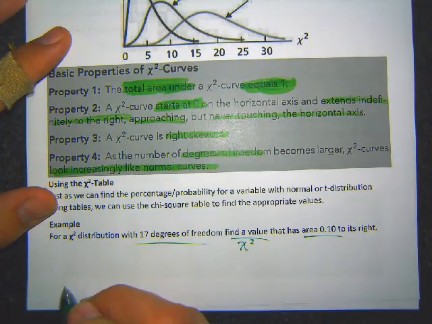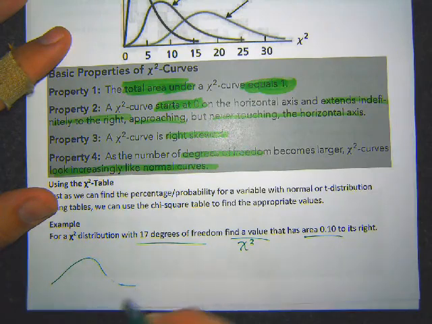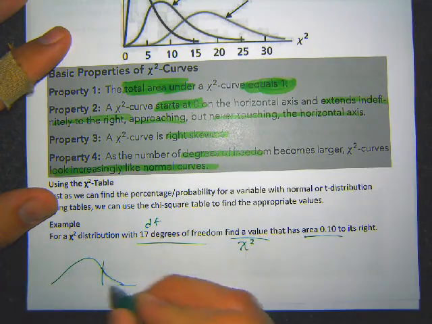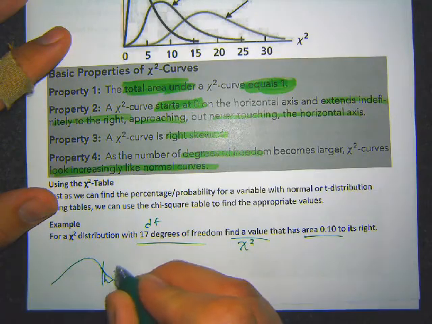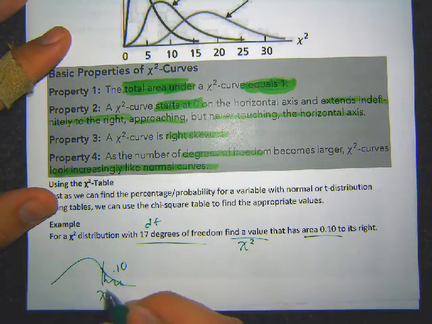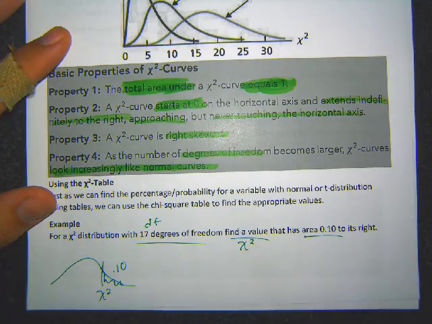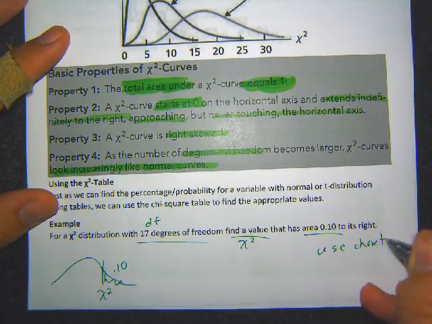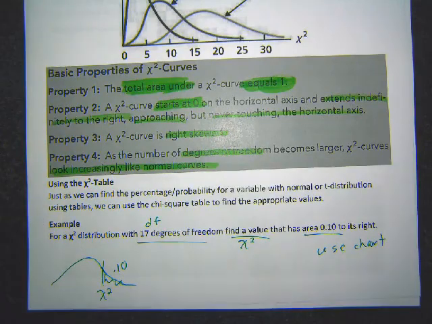If I look at the distribution, it's going to be something like this, where the degrees of freedom is 17. We're going to mark off an area, and this area is going to be 0.10, and we're looking for the chi-squared value that would mark off that area. To do this, we'll use a chart. There is a chart for this, and it's available in my last lab.